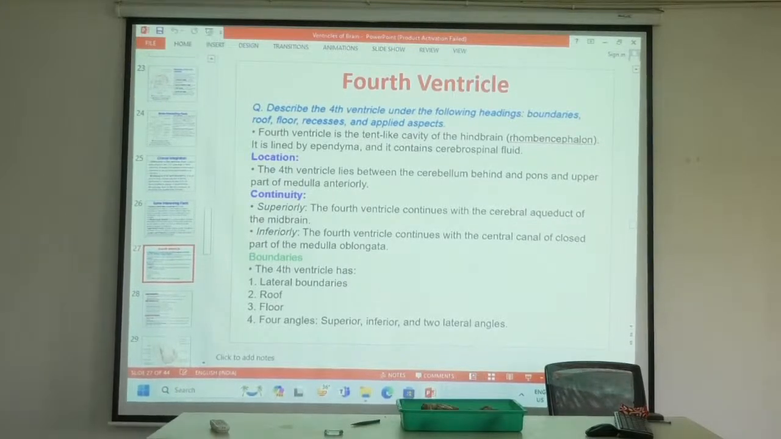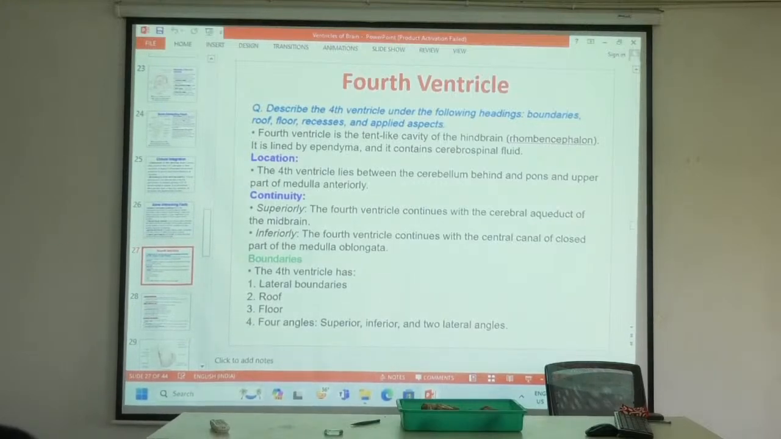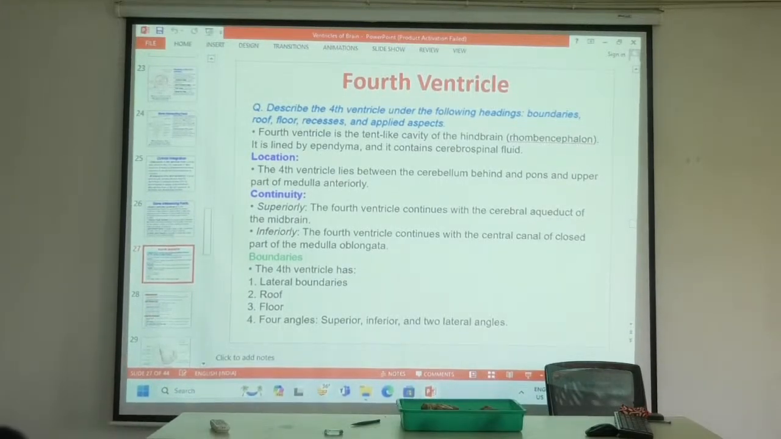Continuity superiorly, the fourth ventricle continues with the cerebral aqueduct of the midbrain, and inferiorly, the fourth ventricle, silence everyone.